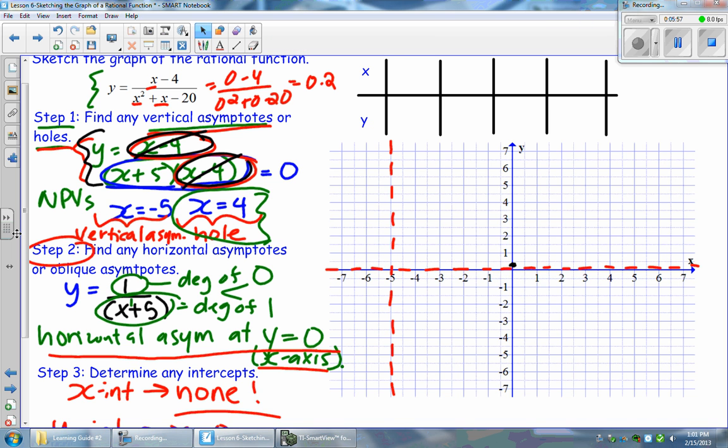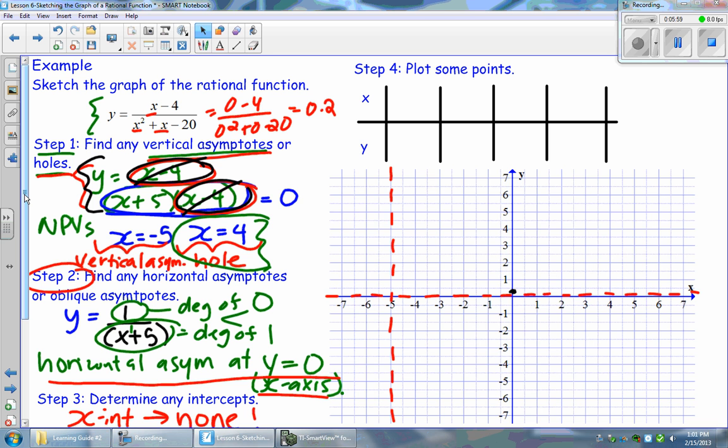But we still need to figure out some more points on this graph. So in order to do that, you're going to pick maybe 3 or 4 points, and you're going to find the corresponding y value using the function. Okay, so I'm going to use -6, -4 and 3. It doesn't matter which points you take as long as they're not vertical asymptotes or holes. Obviously I didn't want to pick -5 because it's not defined.